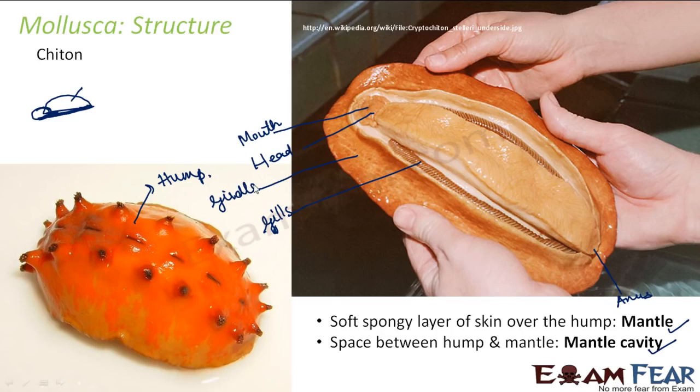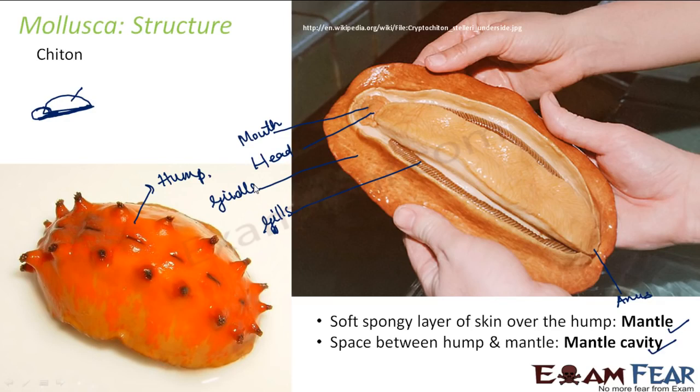Just now I was telling you it is covered with a calcareous shell. So this is the shell I was talking about, which ensures protection to the internal organs of the mollusk. The mollusk displayed in this picture is a chiton. So these are the basic structures of a mollusca.